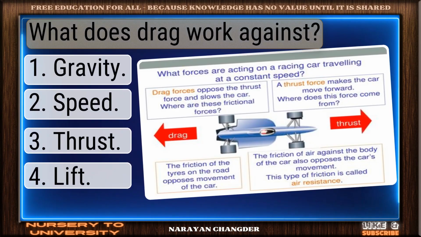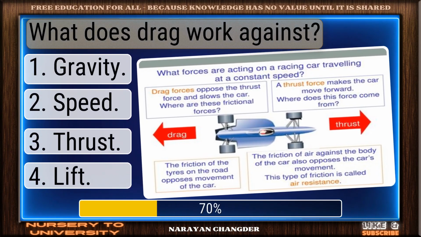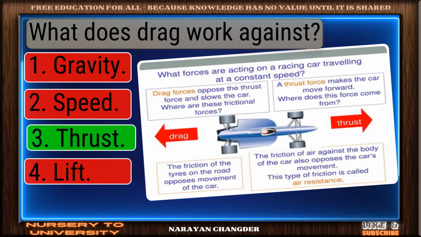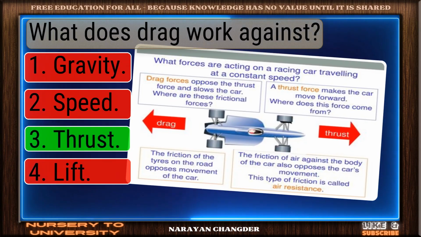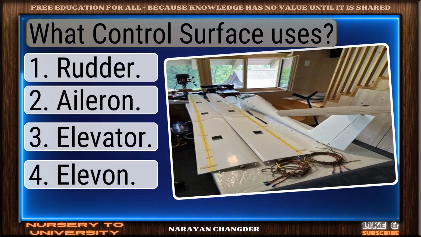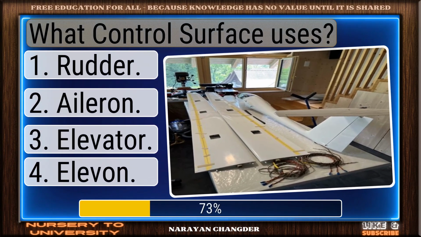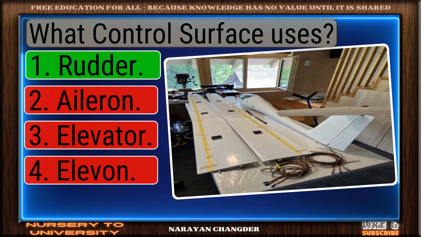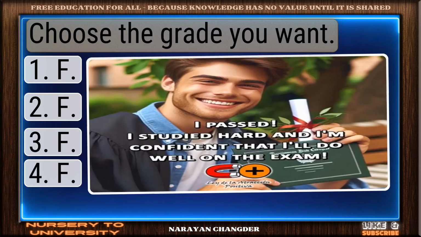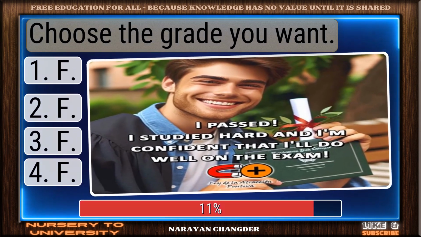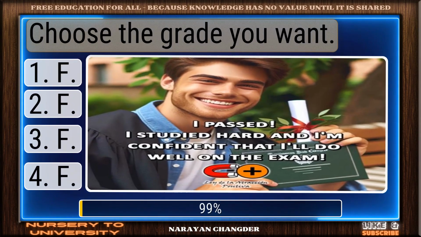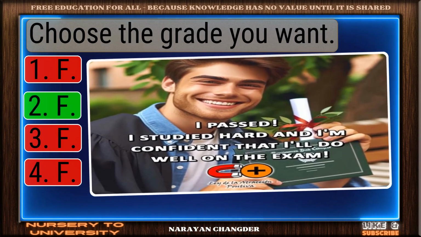What does drag work against? Correct. Thrust is the right answer. What control surface uses? Great job. Rudder is the accurate answer. Choose the grade you want. Strong choice. F is the right answer.